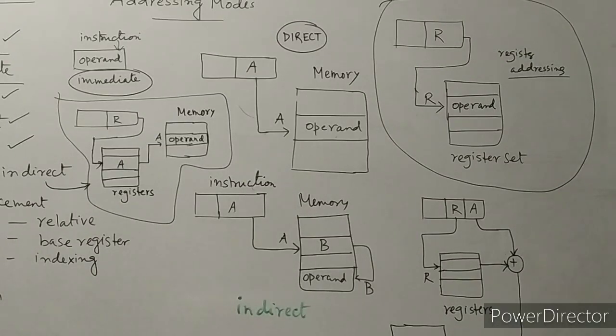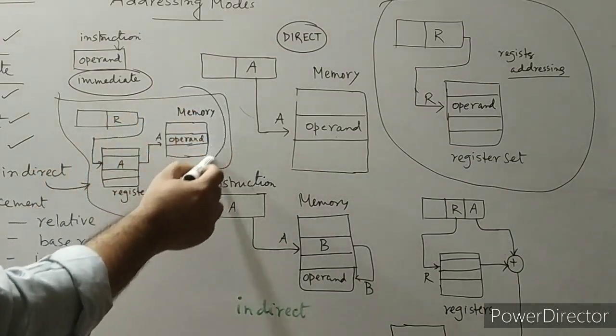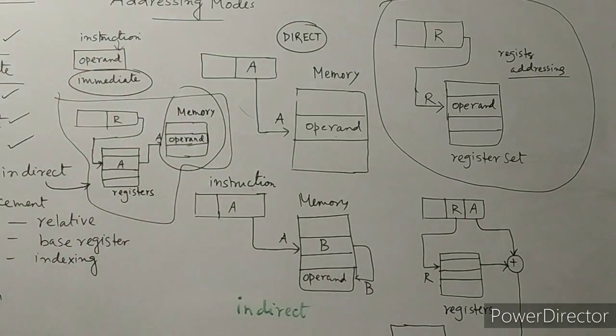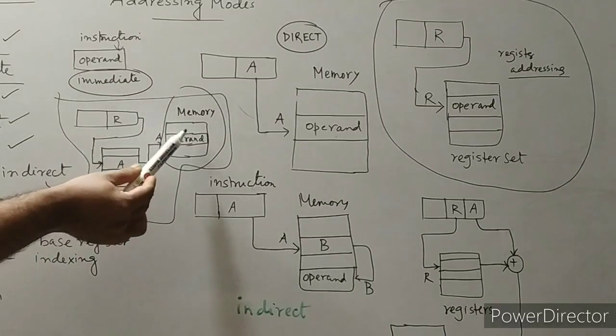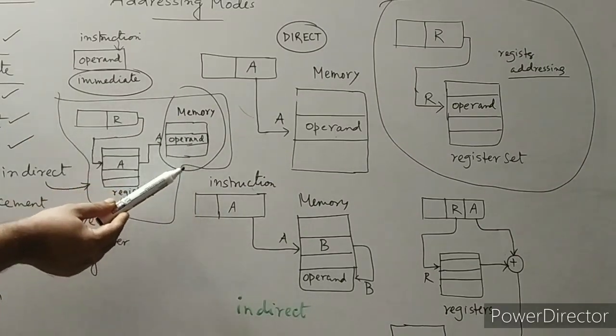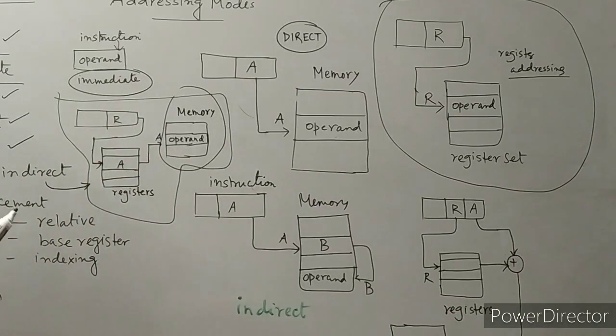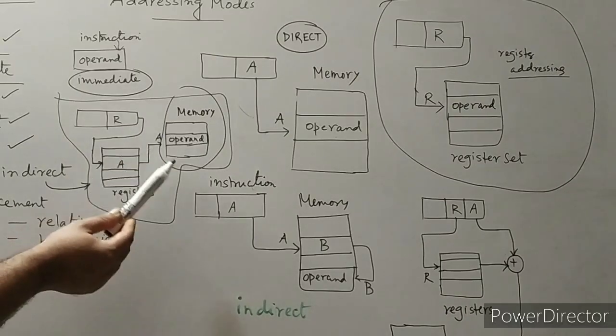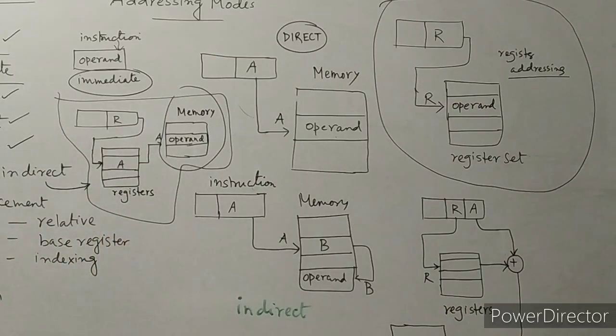So this is my memory. The memory contains the operand at the address which the register contains, like Mr. X and Mr. Y's example.